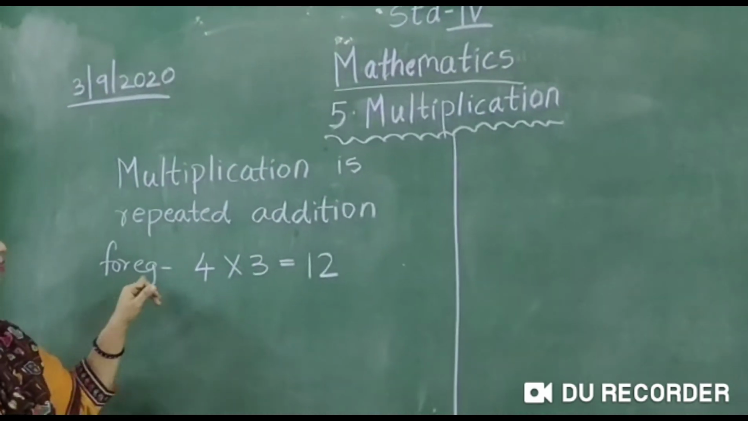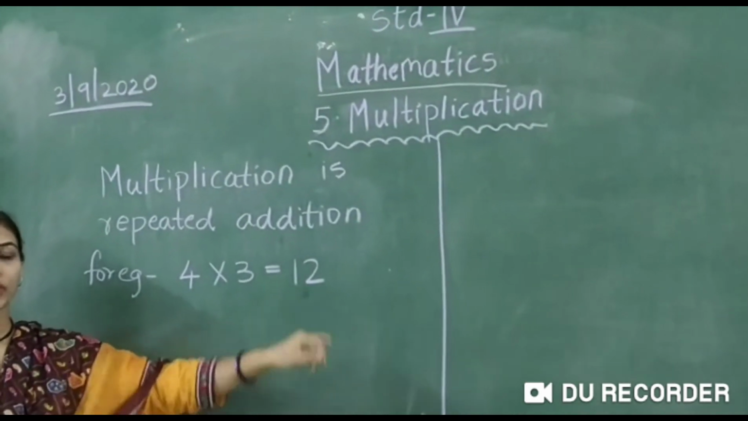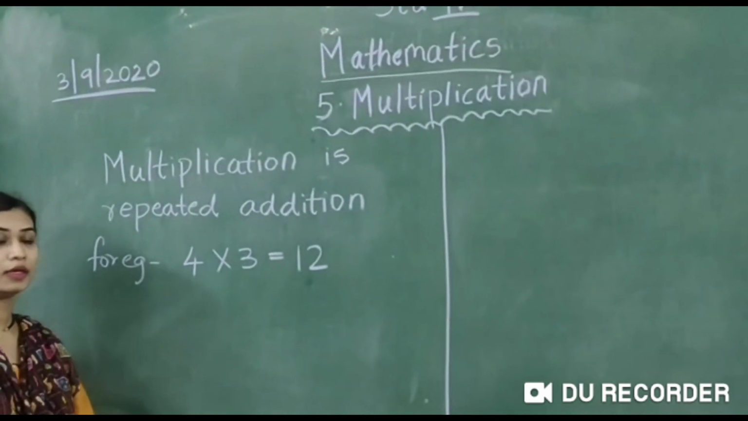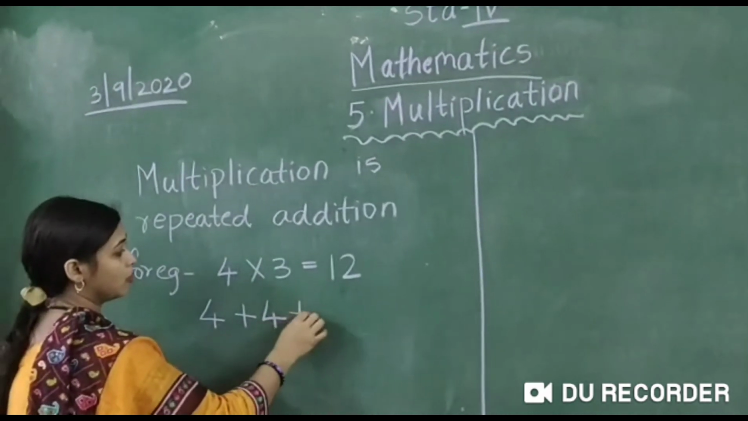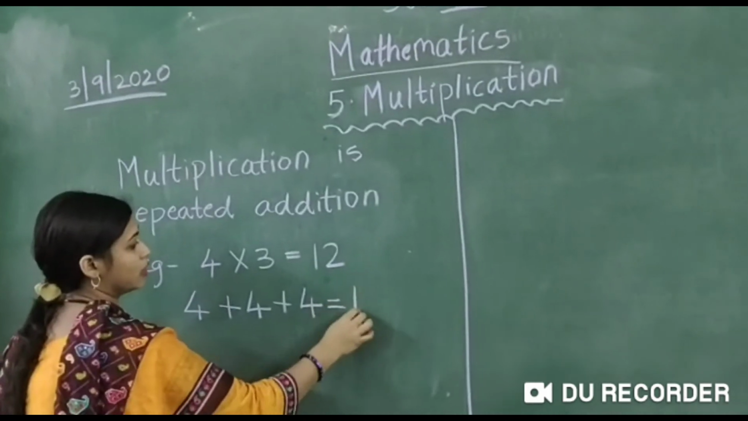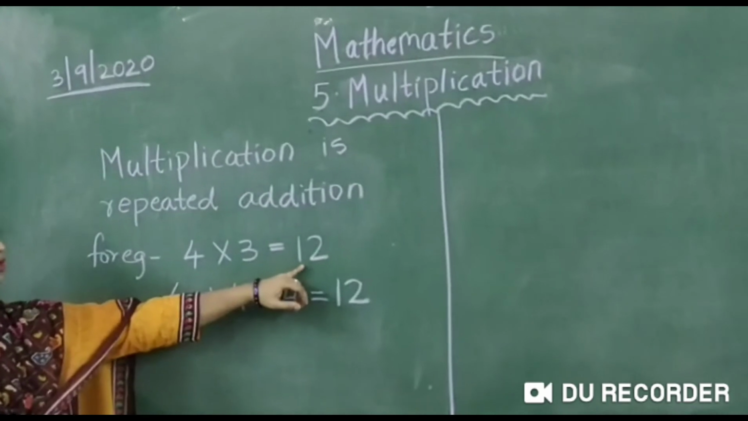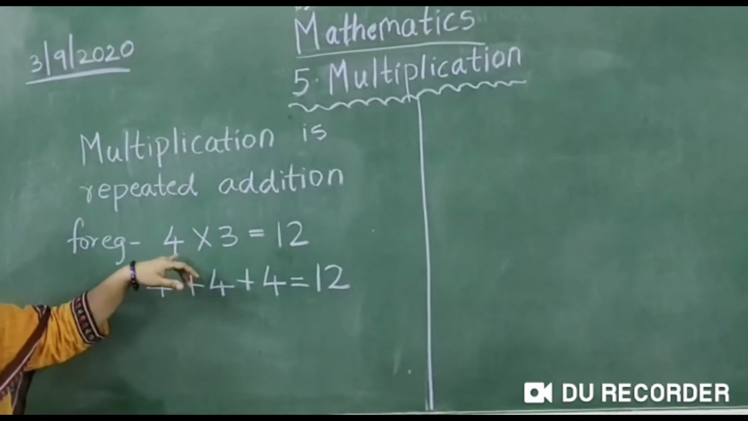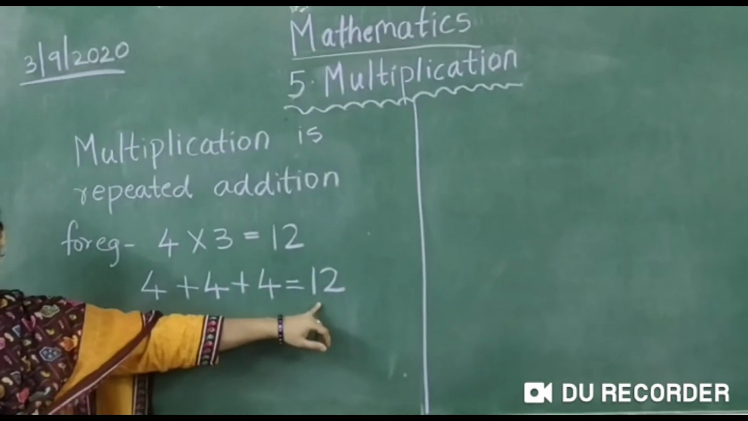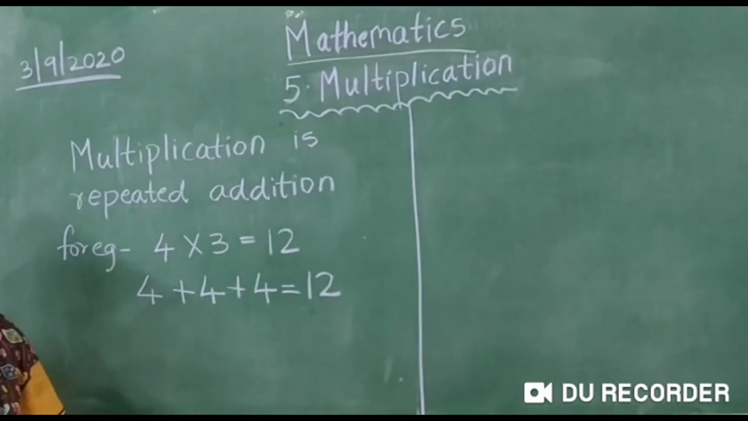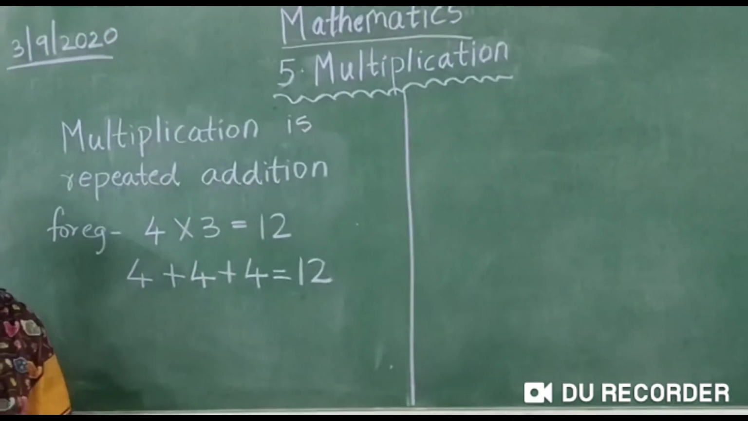For example, 4 multiplied by 3, which is equal to 12. What do you mean by that? It means 4 plus 4 plus 4, which is equal to 12. 4 multiplied by 3 is equal to 12. That means 4 is taken 3 times: 4 plus 4 plus 4. The answer you will get is 12. Therefore, multiplication is nothing but a repeated addition.